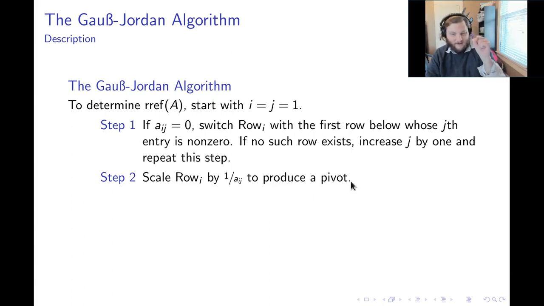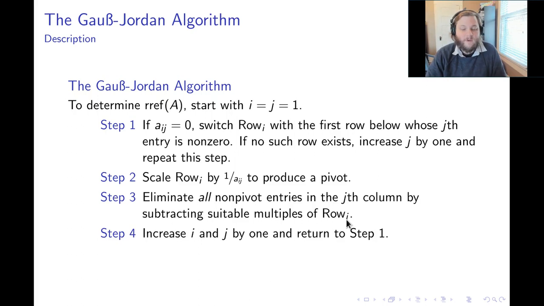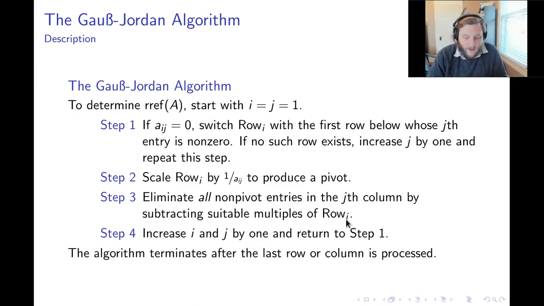Once we have our pivot, we need to make sure that that pivot is in a pivot column, meaning we need to make sure that all of the other entries in that column are equal to 0. So in step 3, we eliminate all non-pivot entries of the jth column, which is the column we're currently looking at, by subtracting suitable multiples of the row where our pivot is. And then we increase i and j by 1, so we move right 1 and down 1, and we start looking for the next pivot again. After we've processed the last row or last column of the matrix, the matrix at the last stage will be in reduced row echelon form.